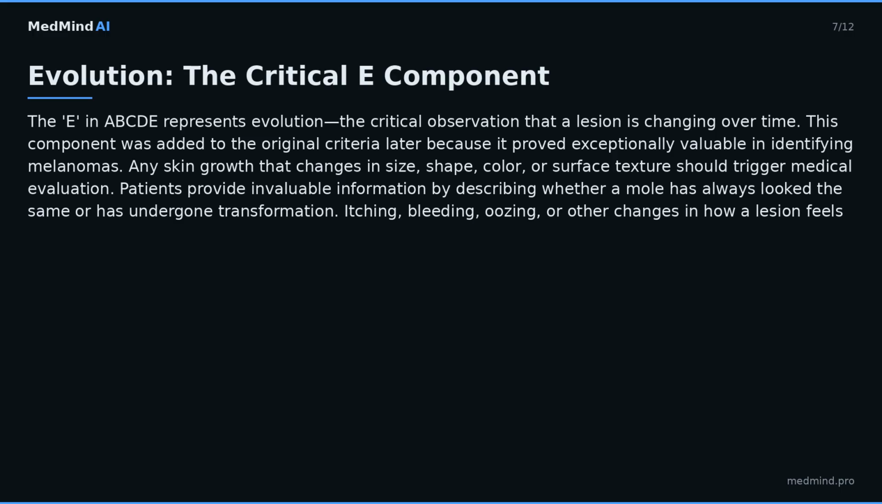Patients provide invaluable information by describing whether a mole has always looked the same or has undergone transformation. Itching, bleeding, oozing, or other changes in how a lesion feels are additional warning signs encompassed by the evolution criterion. Importantly, most stable lesions that remain unchanged for years are unlikely to be melanomas, whereas actively changing growths demand professional assessment. This criterion emphasizes the importance of patient vigilance and awareness of individual skin characteristics, as changes noticeable to the patient may precede visible changes apparent to casual observation.